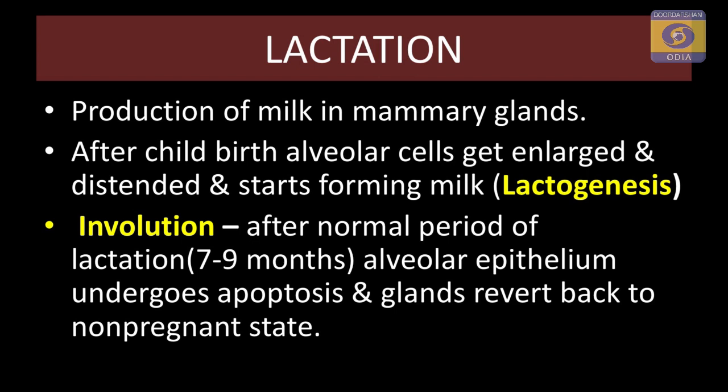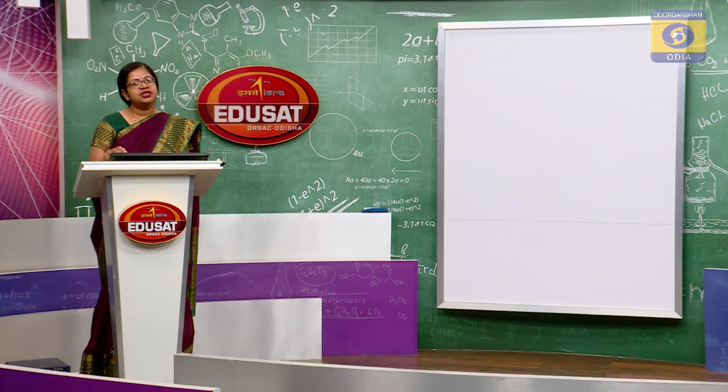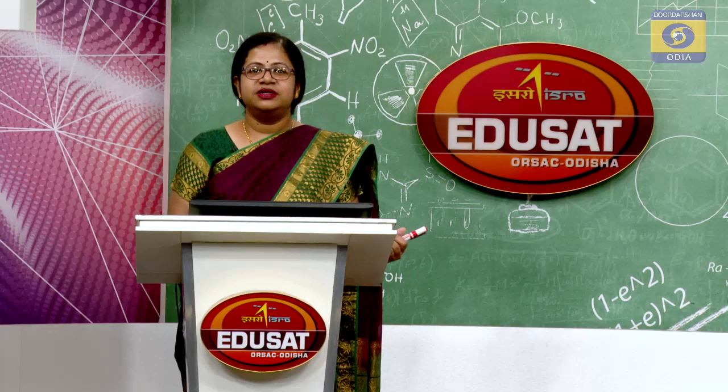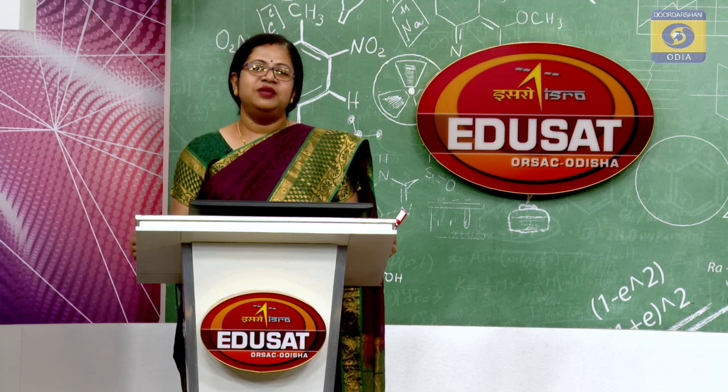That is called involution. So, lactogenesis is the formation of milk from the mammary glands, and involution is apoptosis of those glands that were active during lactogenesis, to revert them back to the normal state. Now, what are the types of human milk?